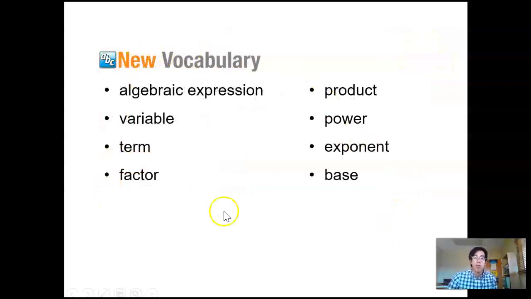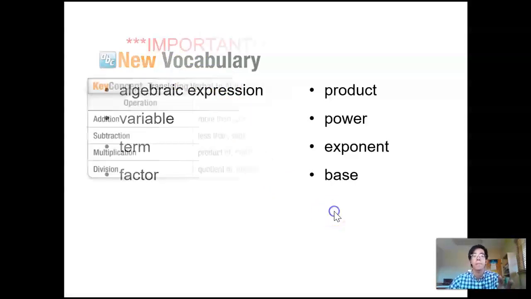You have a list of vocabulary of 8 terms, and you need to know these terms by looking up the definitions in the book and then matching them to the correct vocabulary terms so that you know what's happening as we're doing this lesson. It's all in your book, so make sure you go to that resource.